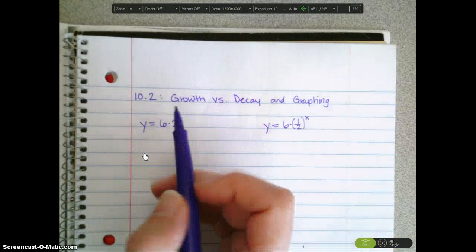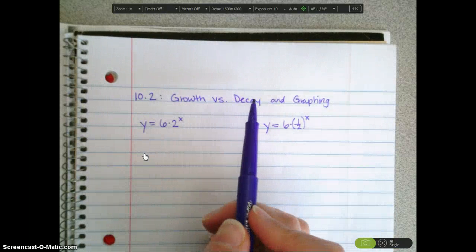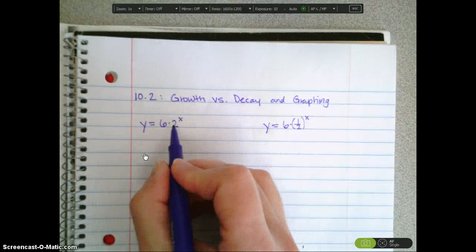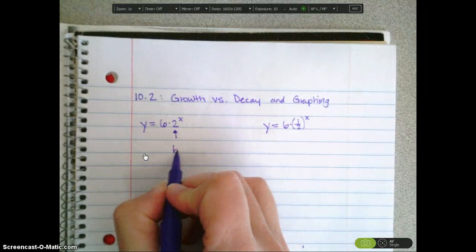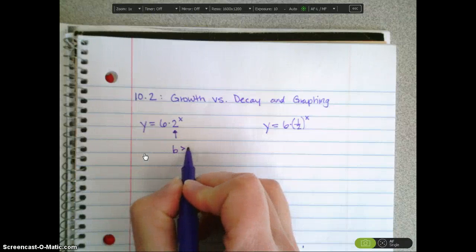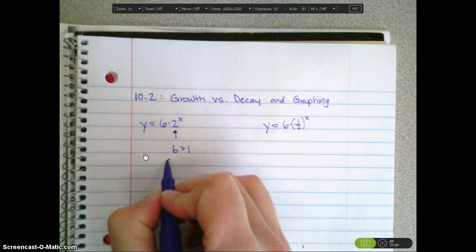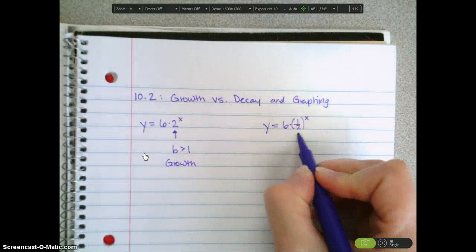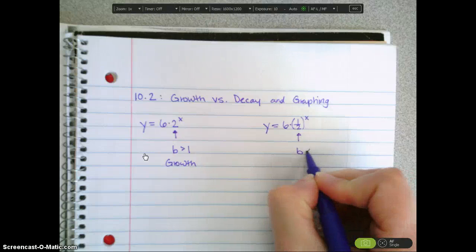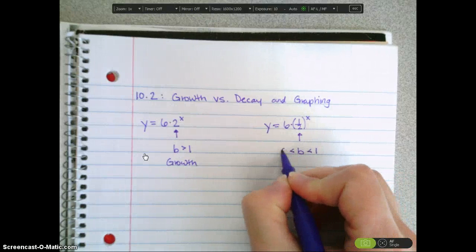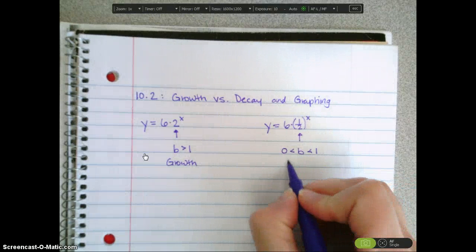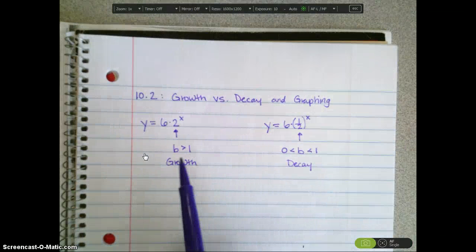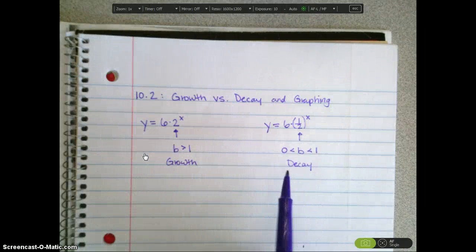In section 10.2, we talked about growth versus decay. Again, the growth part is when you look at the value that is raised to the exponent, we refer to that as b, and if b is greater than 1, that's how we know that this is growth. If the b value is less than 1 and greater than 0, we say that that is decay. So in section 10.2, we first identified the difference between the two.